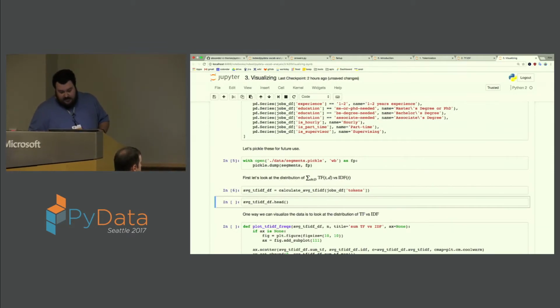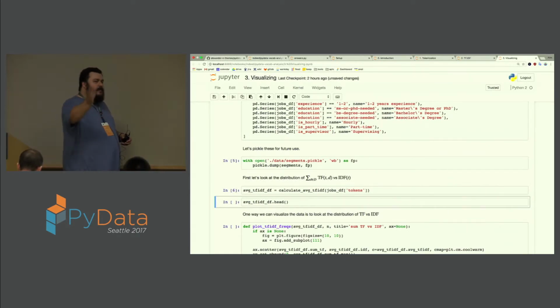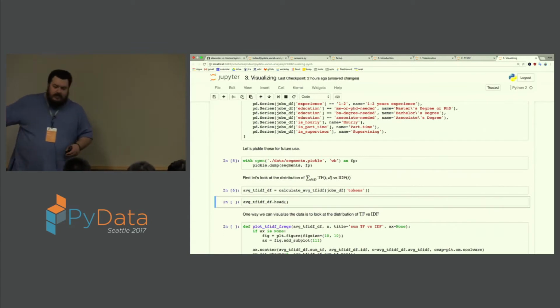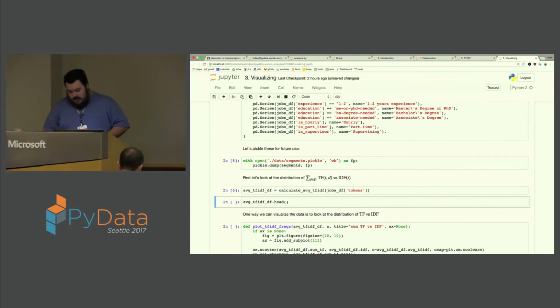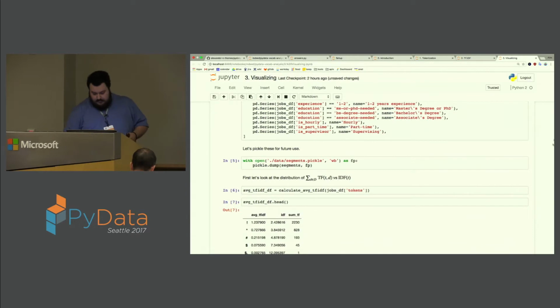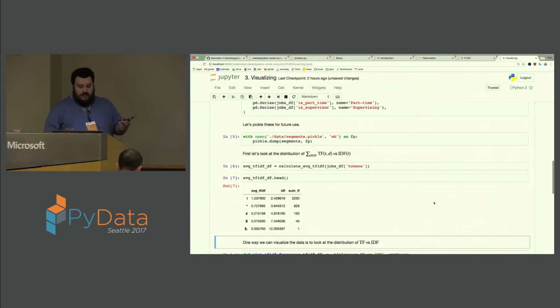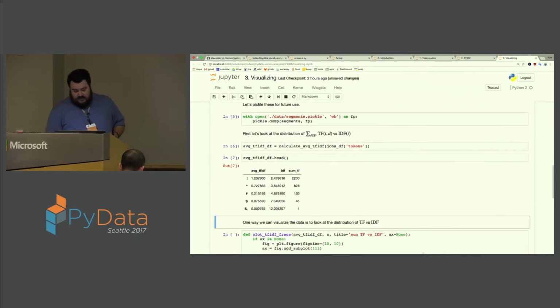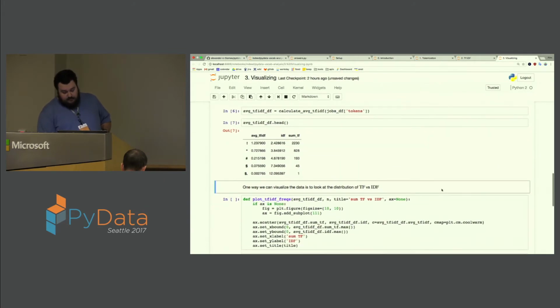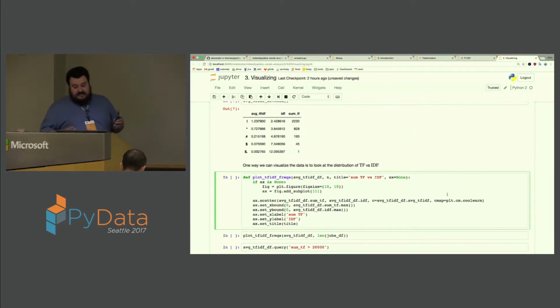Average TF.IDF, we got that function we used from last time. Now, I also have those functions that I showed last time implemented in another module. That's how I'm running them here. So let's see what's there. Okay, so these are the common words that we're expecting. Okay, so let's plot TF.IDF frequencies.